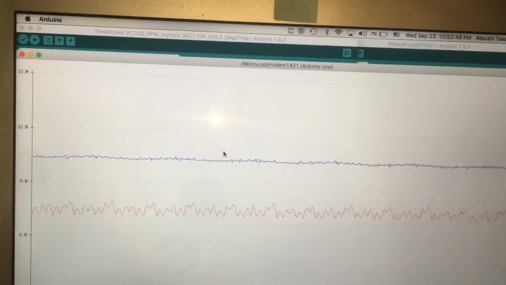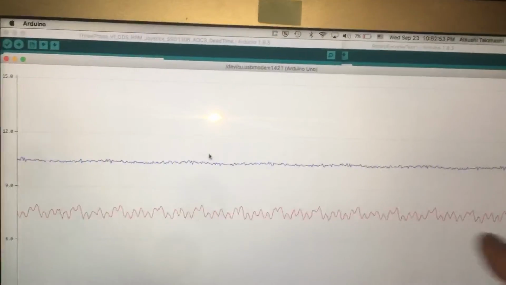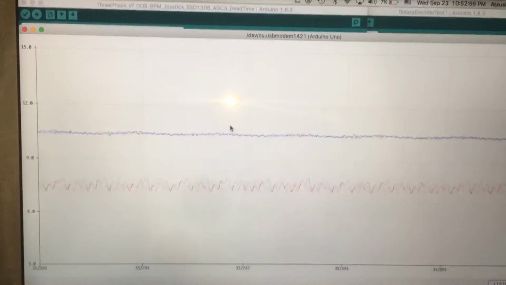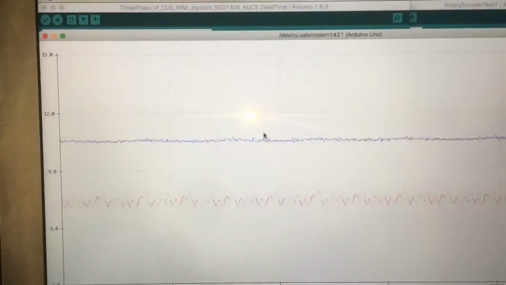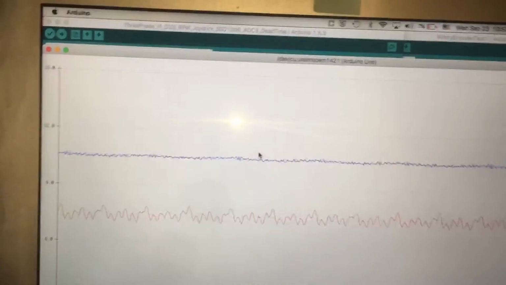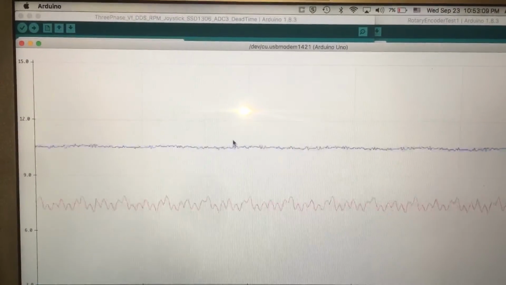So here we are. The blue line here is the RPM. The red line here is the current that's being drawn by the motor right now. So we're about 10 hertz. Voltage waveforms, and we're seeing about 10 hertz in the RPMs that we're measuring. So we've got a quadrature encoder on the motor, and that is reading the RPMs that way.